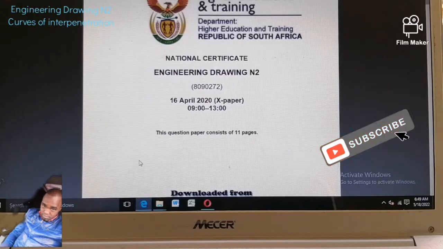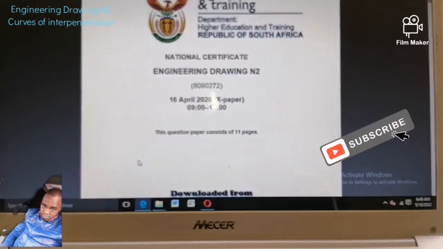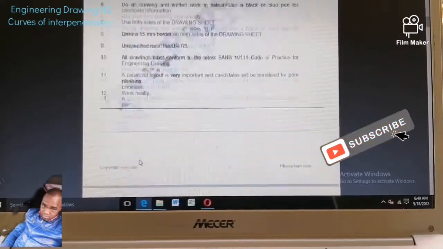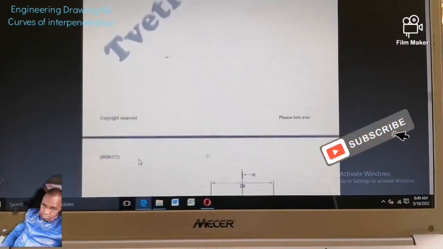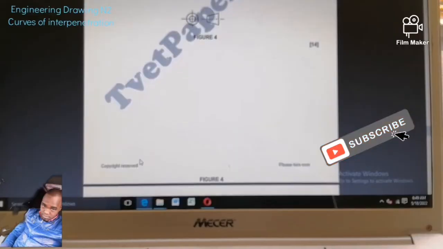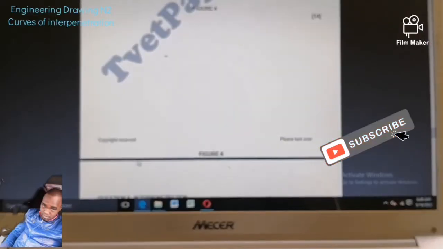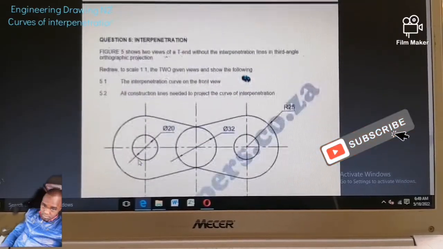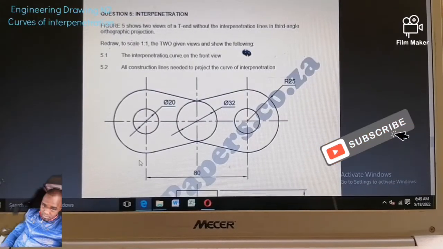Today, I want us to look at engineering drawing N2. On the last question, let's look at this previous question paper, which was written on 16 April 2020. So let's look at the last question, question 7. We can do all of these ones. Interpenetration.